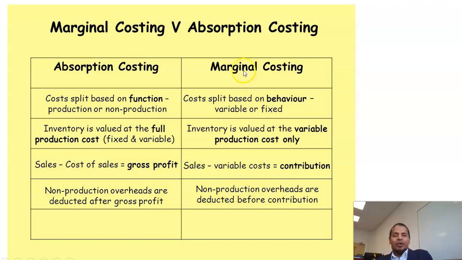In case of marginal costing, we have to deduct non-production overhead from contribution. Actually, all fixed overhead from contribution, not non-production. It should be: all fixed cost is deducted from contribution to find out net profit.